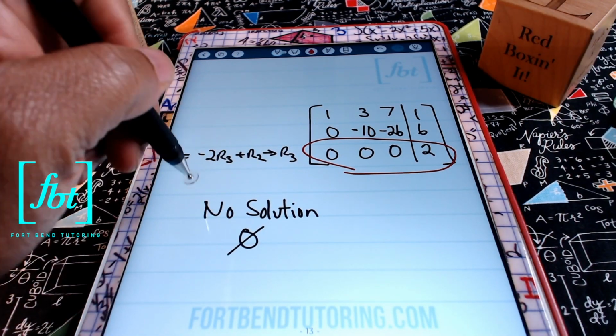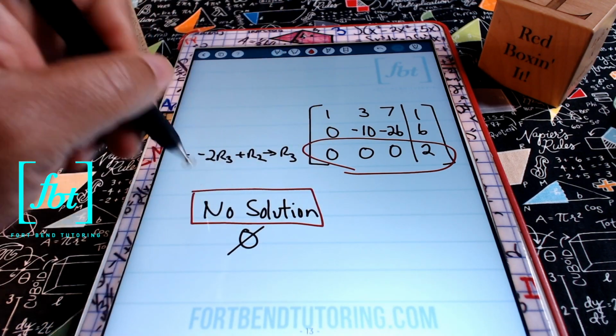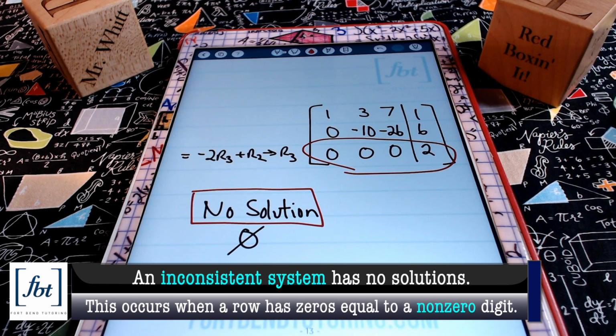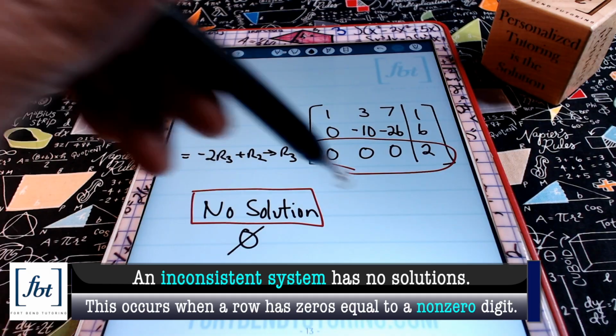Okay, red box it, people. There you go. So this system has no solution. Done and done. And once again, it's called an inconsistent system of equations that has no solution. Moving on to problem number 4.